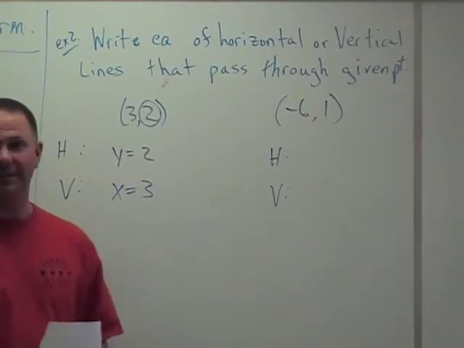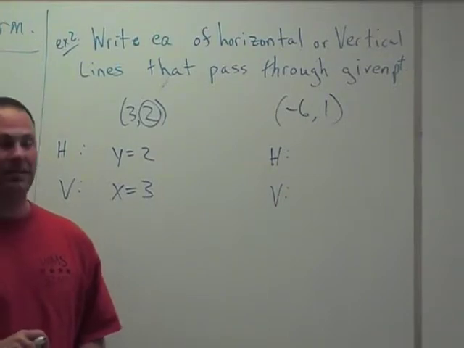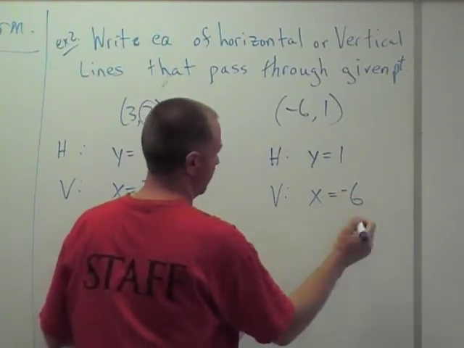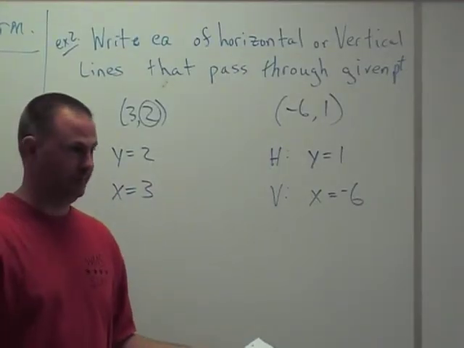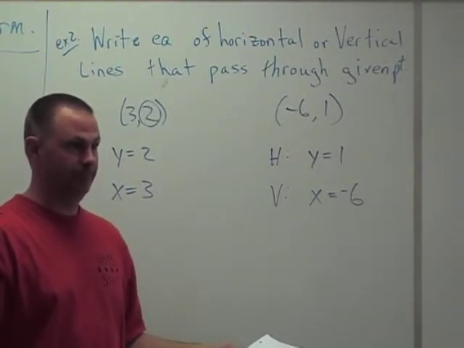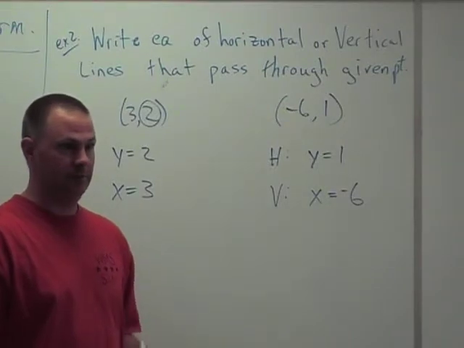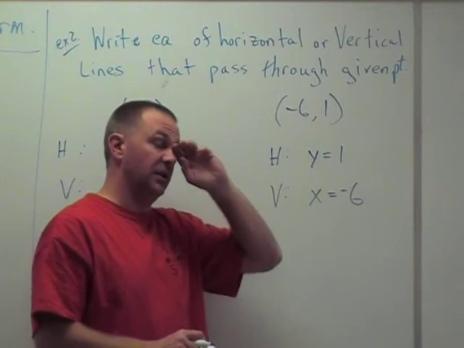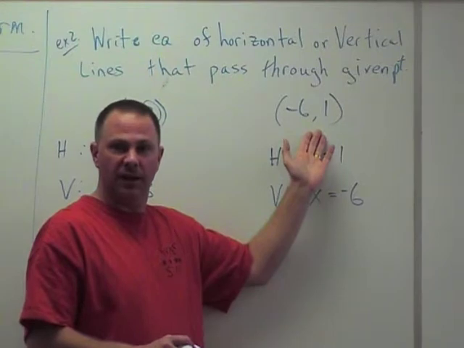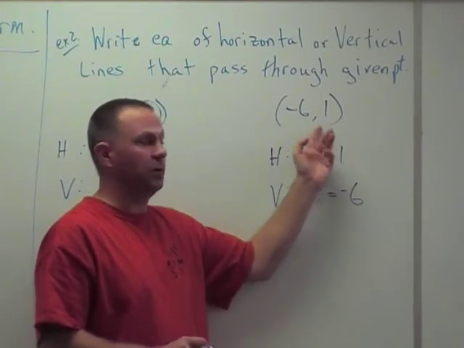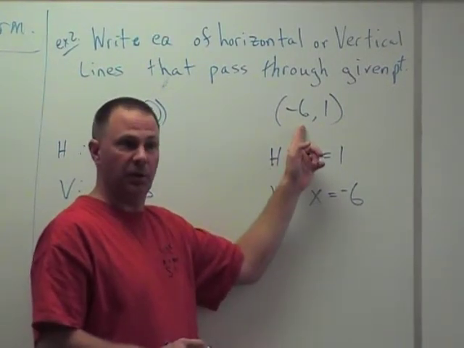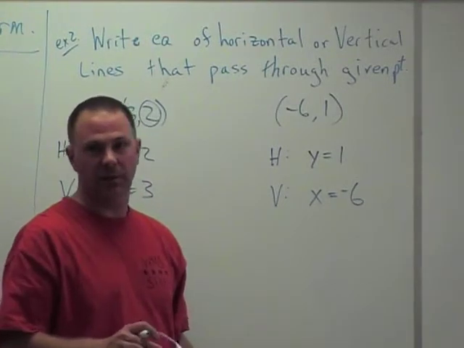Horizontal line is y equals 1, and vertical line is x equals -6. Can you do that? Yes, sir, we did. That's it? Awesome. Sounds great. This is a point. If I said there's a horizontal line going through this point, what's the equation of the line? You say y equals 1. If I said there was a vertical line that goes through this point, the equation of that line would be x equals -6.